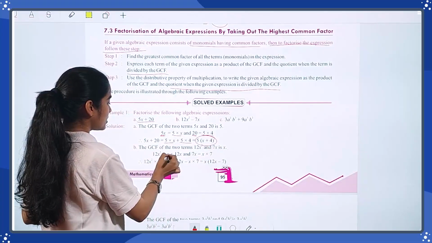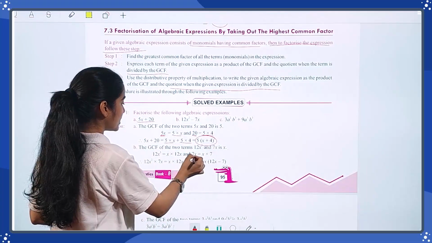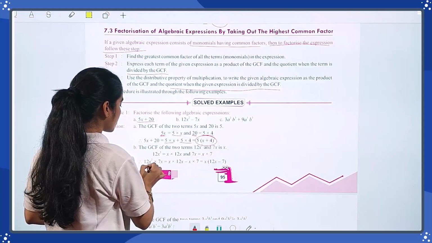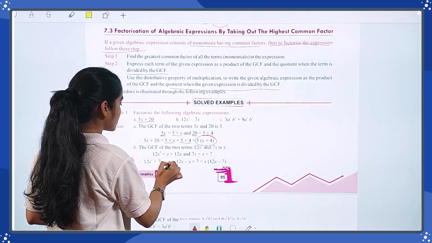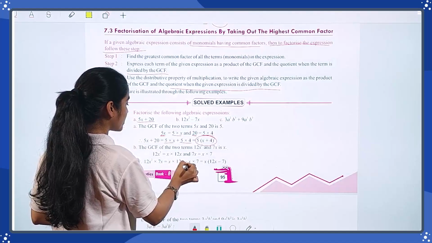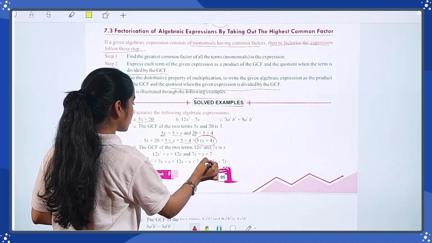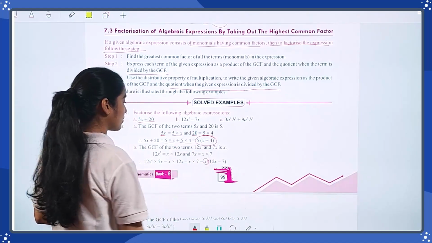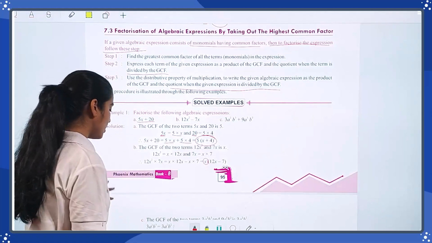Then the GCF of the two terms 12x squared and 7x is x. So 12x squared is x multiplied by 12x and 7x is x multiplied by 7. So 12x squared minus 7x is equal to x multiplied by 12x minus x multiplied by 7. So x is common, which we have to take outside the bracket, and we have 12x minus 7.